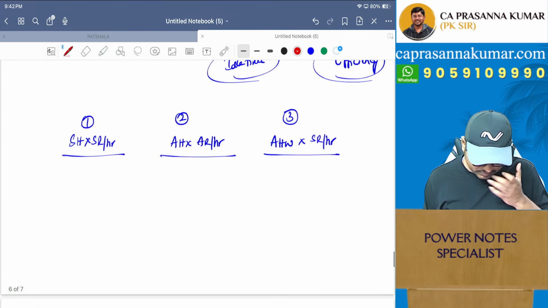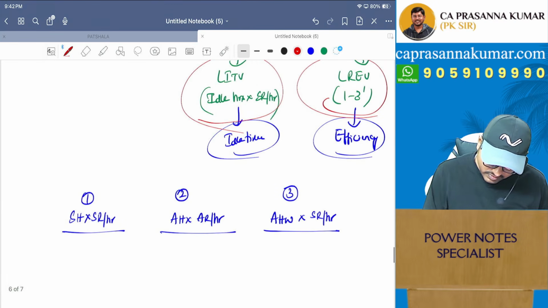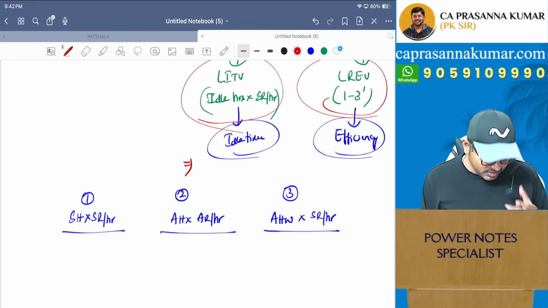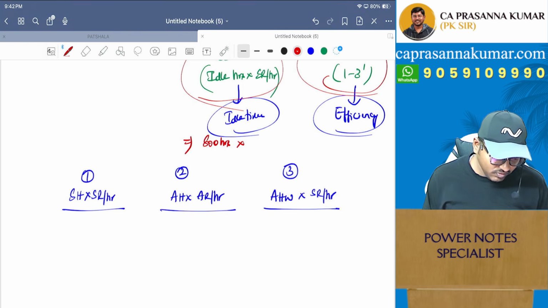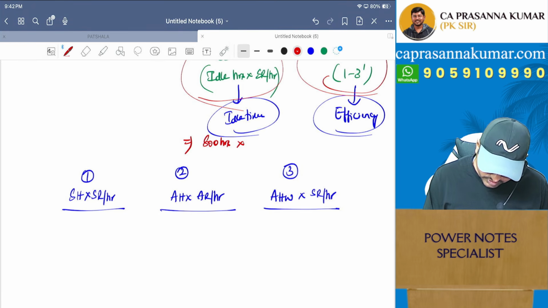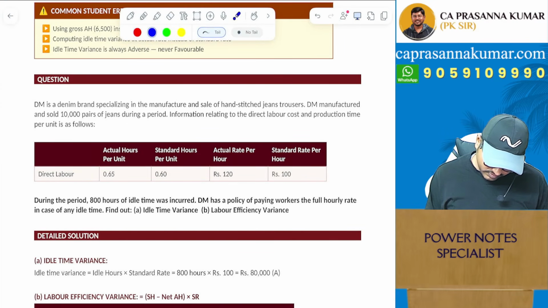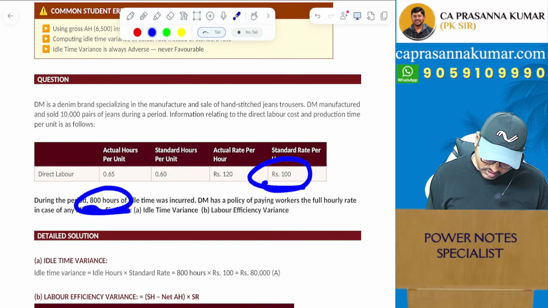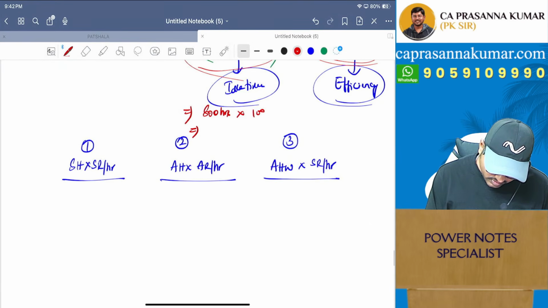Okay, now first let's start with idle time variance. What is idle time variance? Directly we can calculate. How much is the idle hours? 800 hours given. What is your standard rate per hour? That is also given in the question. You can see the question. Idle time is given, 800. Standard rate is also given. Well, that's your idle time variance. And remember, you get 80,000. Always idle time variance is adverse.